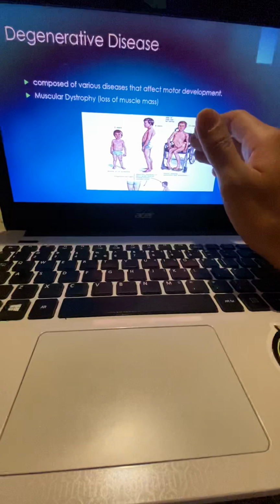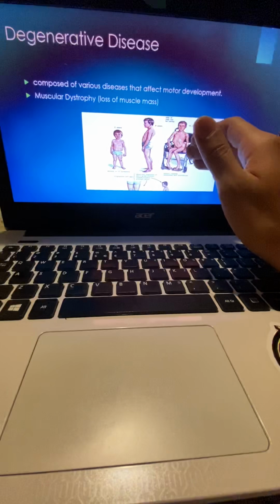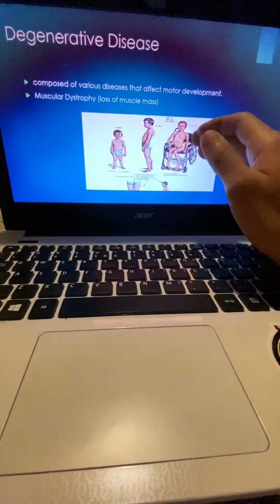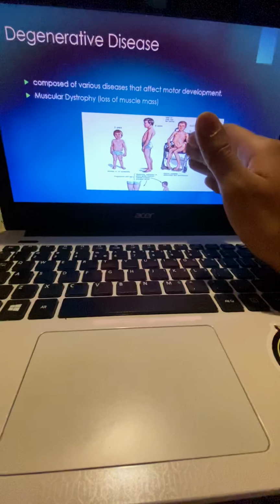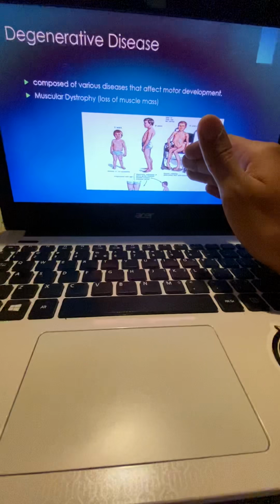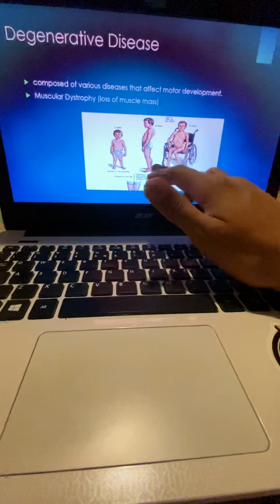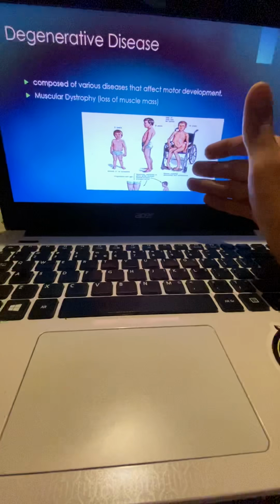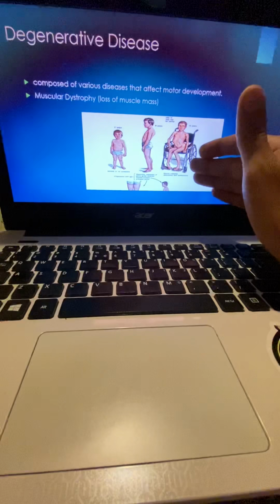And as you can see, within the time period of 8 to 15 years, there's a great difference in the overall alignment of the individual. And as you can see, from the difference between 8 and 15 years, there is a loss of muscle mass.